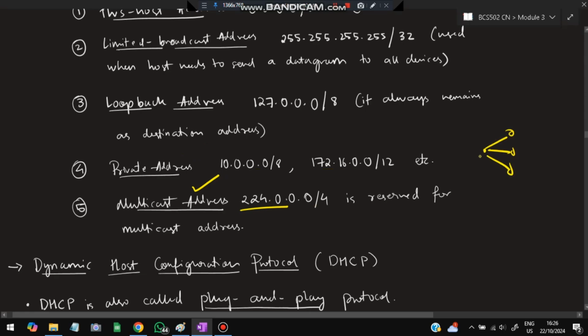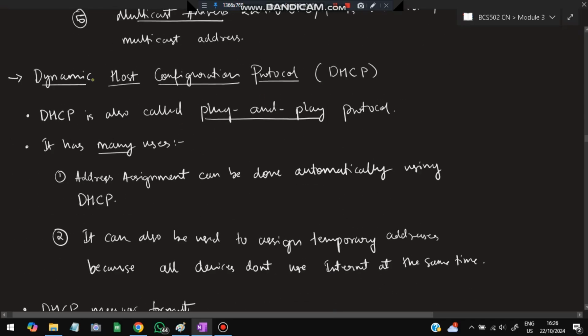In that case, this address will be a multicast address. Okay. Next, we have the DHCP. Very important question. What is DHCP?